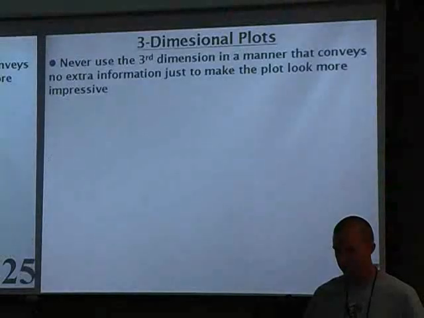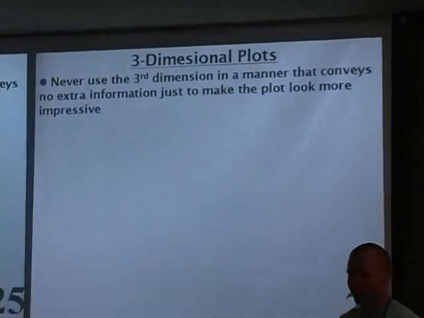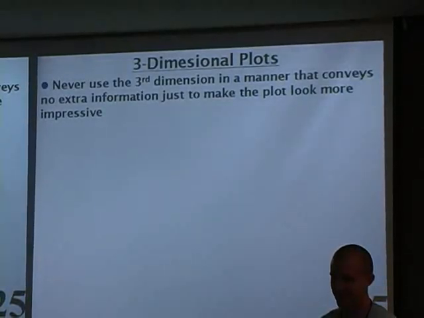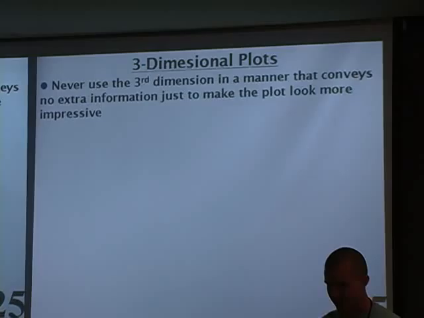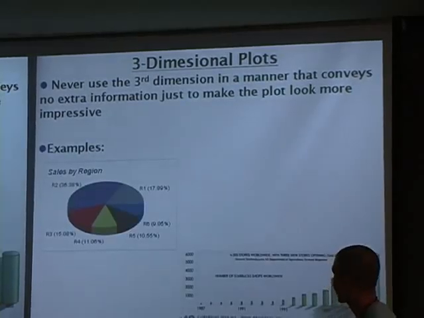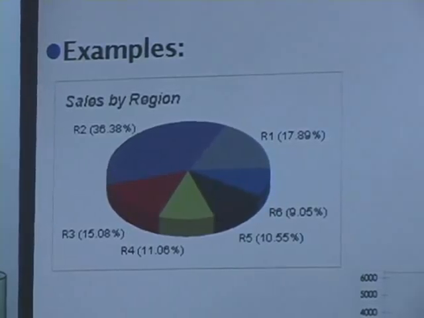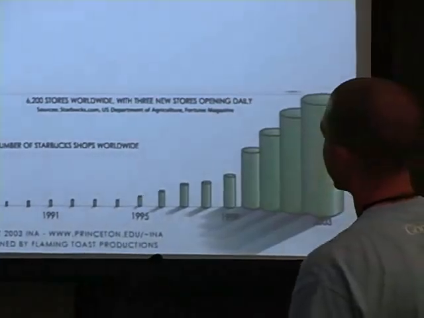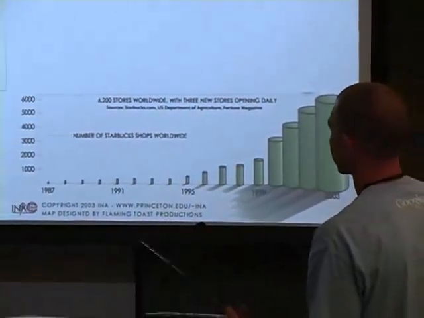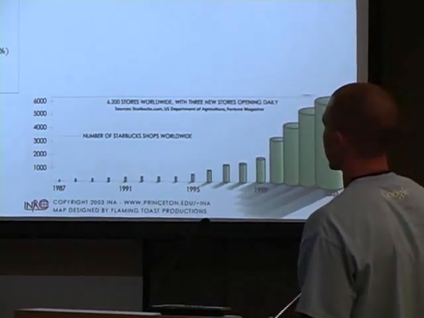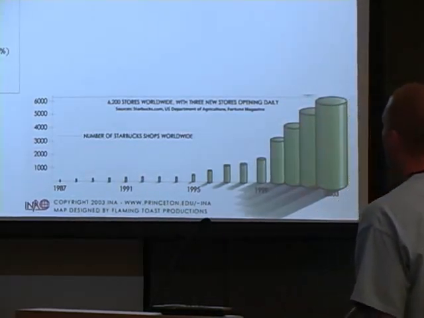Okay. The one thing you shouldn't do with 3D plots is use the third dimension in a manner that conveys no extra information just to make the plot look more impressive. So you're probably familiar with the canonical examples of this, right? There's the three-dimensional pie chart, and then there are these three-dimensional USA Today type plots. The third dimension is providing nothing extra. People are just trying to impress you, really. It's not giving you any extra information.